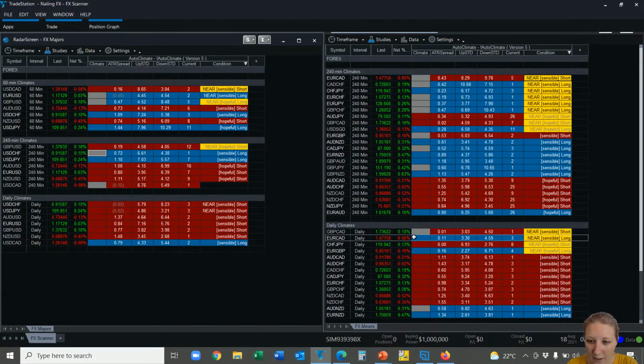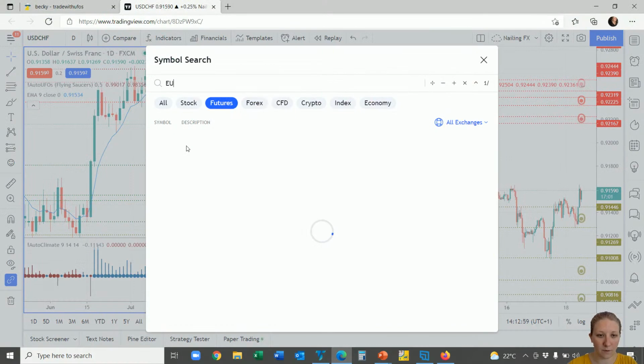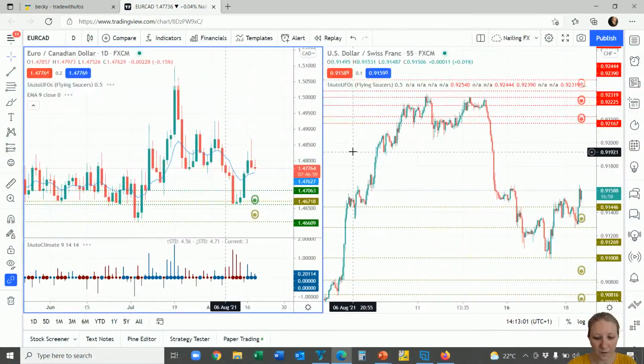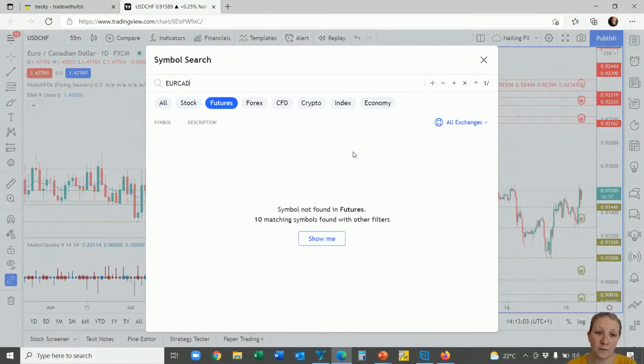Now we can look here at the next one, which is the Euro Canadian. So let's have a look at the Euro Canadian. Same time frames, and we'll drop time frames as we go.